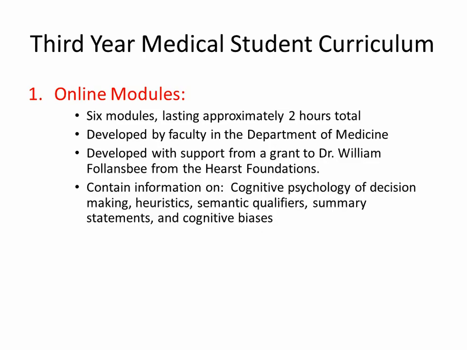So what is this new third-year curriculum? It's in 2 parts, the first of which are online modules, and there were 6 modules that last approximately 2 hours total, and they were developed by the faculty in the Department of Medicine with support from a grant to Dr. Williams Follansbee from the Hearst Foundations. And they contain information on the cognitive psychology of decision-making, heuristics, semantic qualifiers, summary statements, and cognitive biases. And they're interactive, so they have videos, they have prompts for students to enter responses, as well as text that tells them more about those concepts.